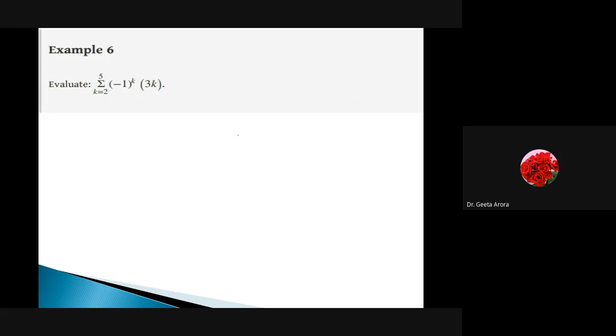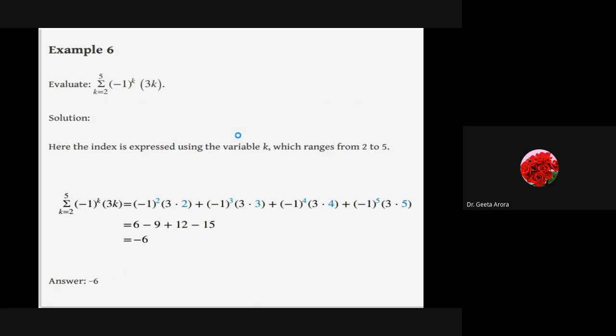So what is to be done here? We have to take k as 2, 3, 4, 5, because it is starting from the lower limit 2 to 5, and we have to substitute the values of k and find the sum. So this is how we have obtained the answers.